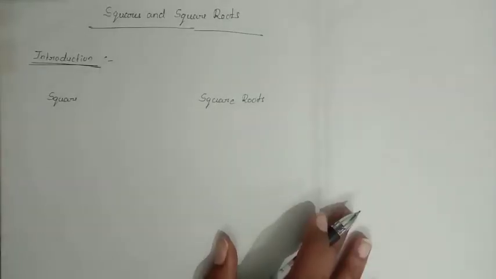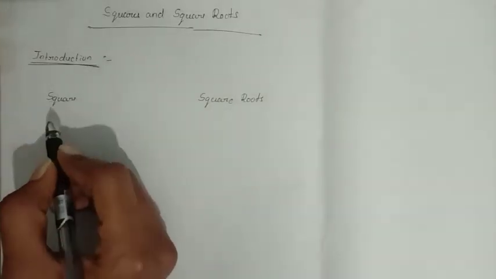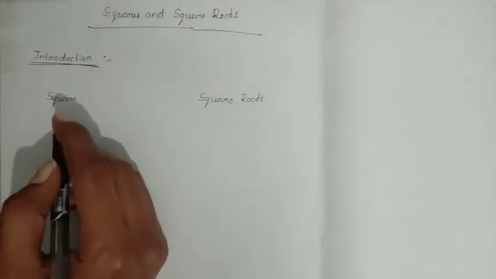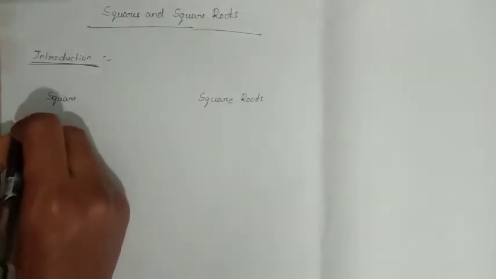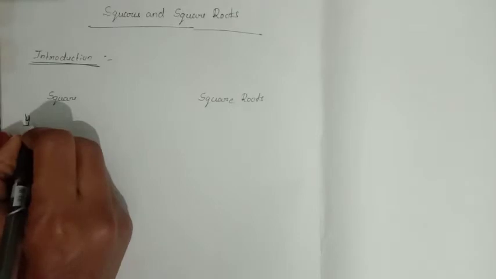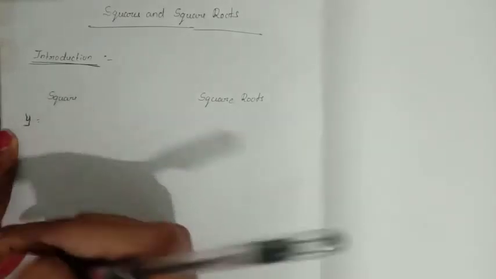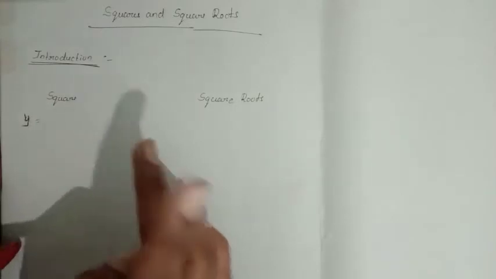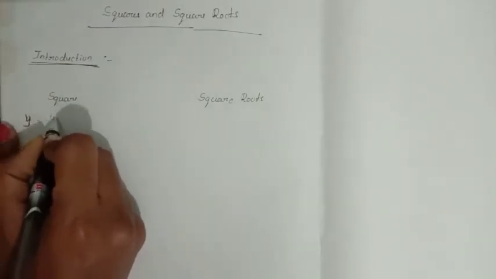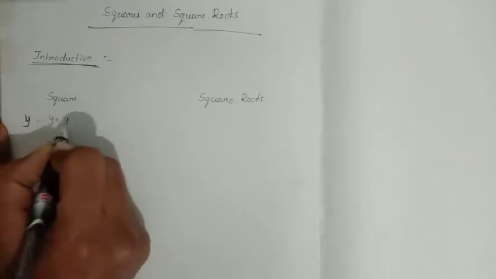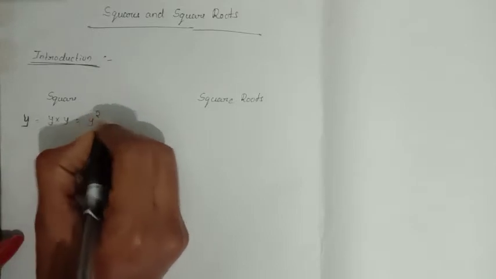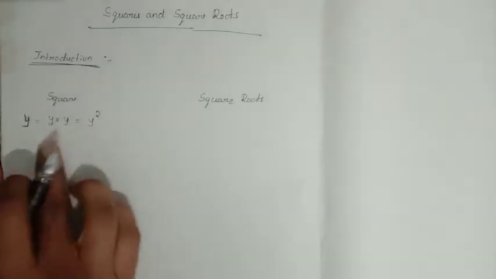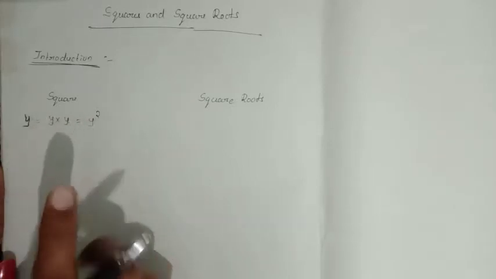The first thing is, what do we mean by square? Consider a general example, any natural number, which can be represented by n, or any number, say y. What is the square of y? Square means the same number multiplied twice. If y is multiplied by y, that is y into y, two times multiplication of y, it is y square. So y square is the square of two same numbers.